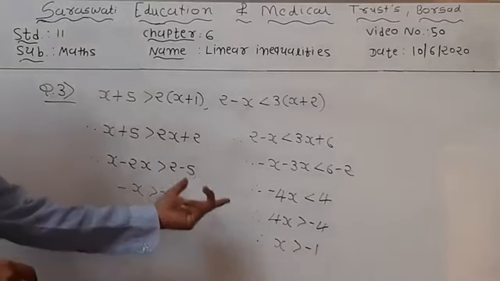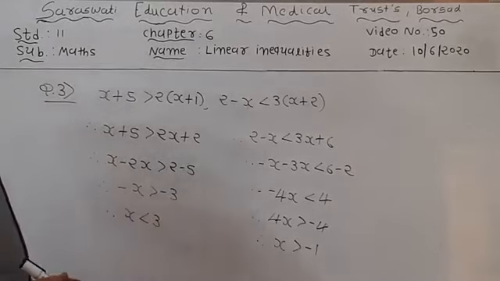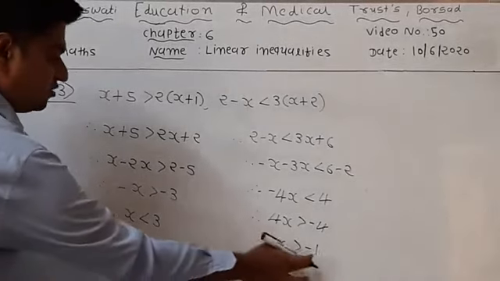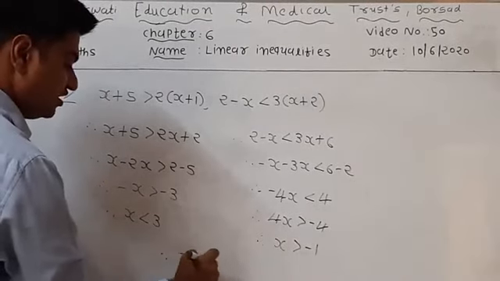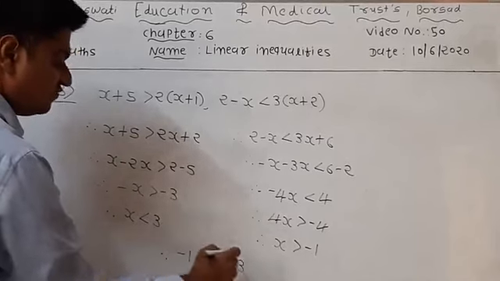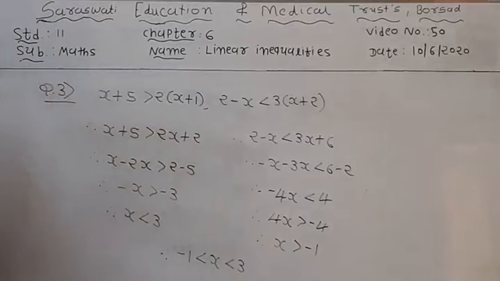Now from both these inequalities we can write combinedly. So our final answer: minus 1 less than x, and x less than 3. So final answer minus 1 less than x less than 3.